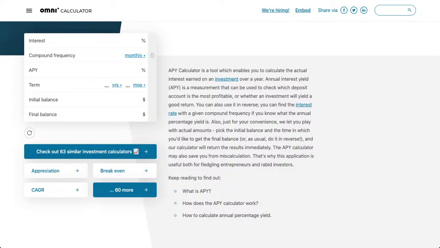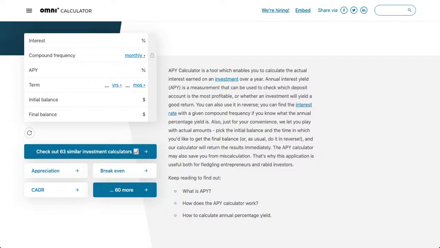So the APY Calculator is a tool that enables you to calculate the actual interest earned on an investment over a year or any other period. Annual percentage yield, or APY, is a measurement that can be used to check which deposit account is the most profitable or whether an investment will yield a good return. So this is key if you're going to invest your precious money. You will want to know what return you'll get out of it.